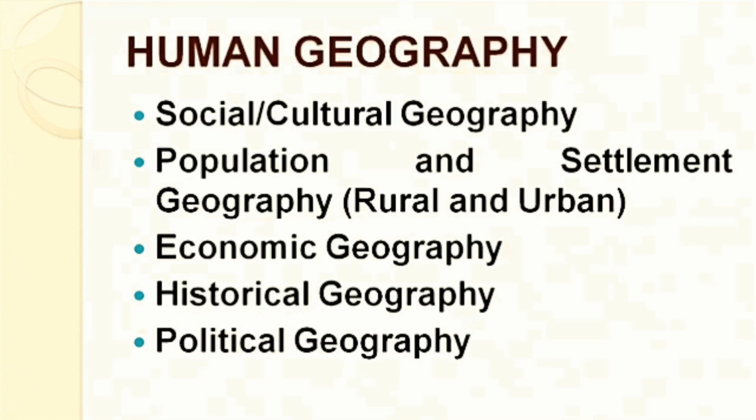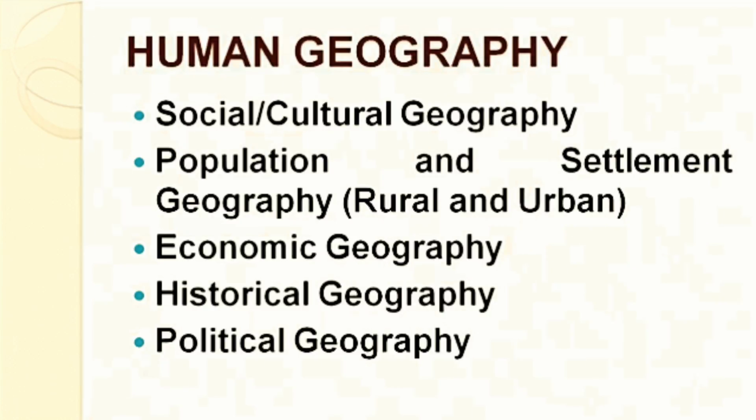Population geography is mainly concerned with population density, population growth, age structure, sex ratio, and other variables which are affecting the population. And settlement geography is mainly concerned with rural and urban settlement. Next, economic geography. Economic geography is related to all the economic activities including agriculture, trade, communication, and all the economic activities which affect the economic development of the country.